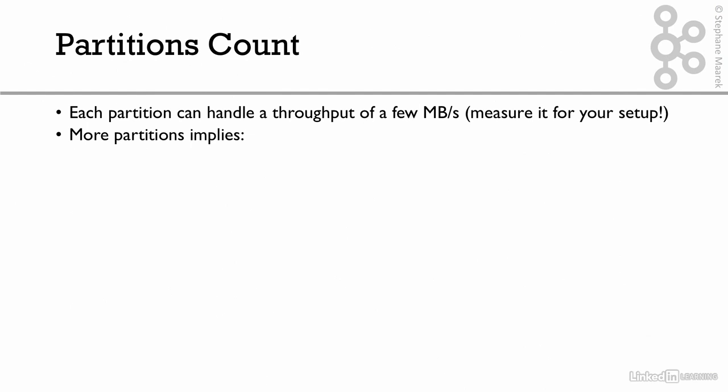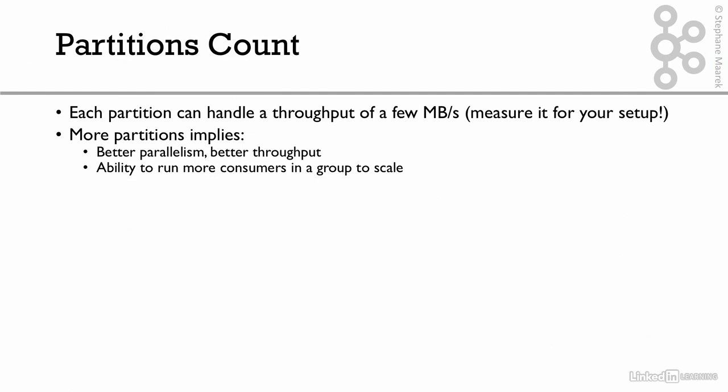Now, if you have more partitions, that implies a few things. You get better parallelism, better throughput. Well, that's easy, right? The more partitions you have, the more throughput you have. And you have the ability to also run more consumers in a group to scale. As we've seen in the theory, if we have 3 partitions, we are limited to 3 consumers in a group, and we cannot scale further than that. A 4th consumer will just be inactive. Now, say our 3 consumers are swamped and can't keep up with the load, well, we can't just launch a 4th one and help it out. So if you expect high throughput, you want to have a lot of partitions so you can have more consumers in a group.